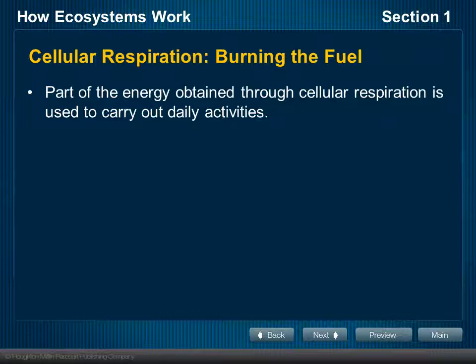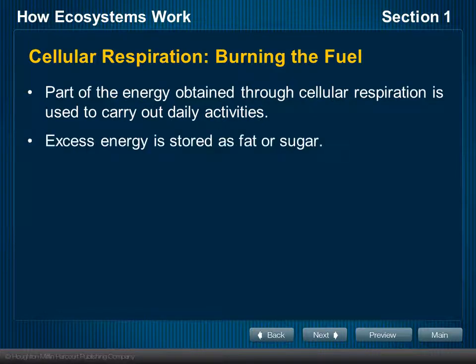Now, when we look at this, we have to see that there is a reason why the cells are doing this process. And the cells are doing this process, at least on one level, because they need to carry out their daily life activities. And they need energy to do that. Okay? So cellular respiration helps these cells carry out their daily activities.